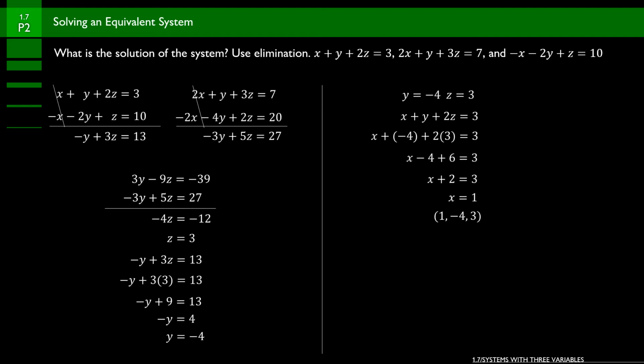I'm going to choose one of the equations that I did not use in that last step. So I'm going to choose negative x minus 2y plus z equals 10, and I'm going to plug in all of the coordinates that I already know, which is all of them. So negative 1 minus 2 times negative 4 plus 3 equals 10. So I get negative 1 plus 8 plus 3 equals 10, and that's going to give me 10 equals 10, which is the correct solution. So I know that the ordered triple of 1, negative 4, 3 is the solution to this system of equations.